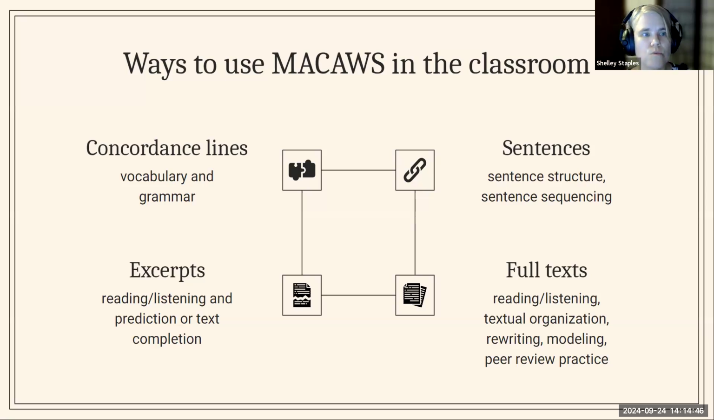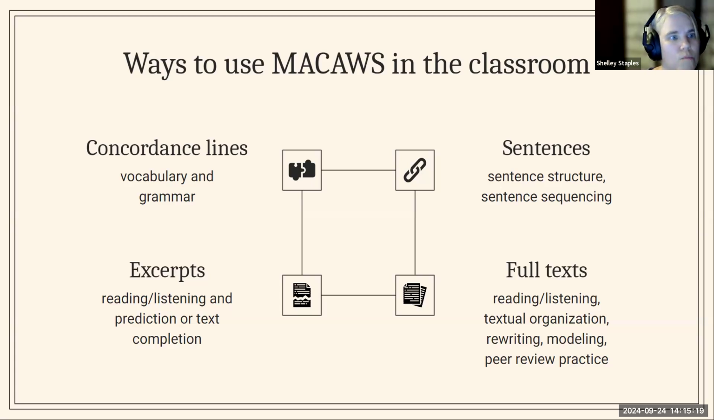So concordance lines are really nice for vocabulary and grammar, particularly lexicogrammar, so you can see the connection between the lexical item and the surrounding context. I always use the example of say versus tell for English because there's a different valency there, right? So if you want to show the transitive versus intransitive patterns, those come out really nicely in a corpus. And so that's something you can do with concordance lines.